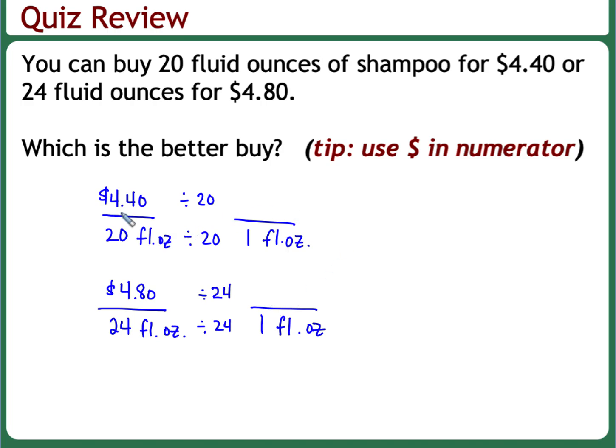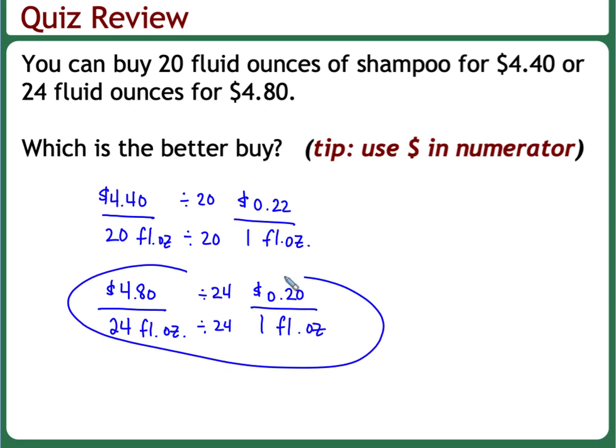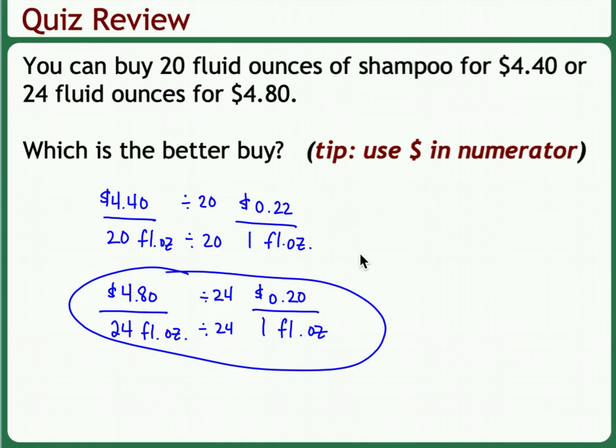All right, so if you do $4.40 divided by 20, that should come out to be, let's see, 22 cents for 1 fluid ounce. And then if you take $4.80 divided by 24, that should come out to 20 cents for 1 fluid ounce. So that means our 24 fluid ounces is the better buy. Do it for our review.